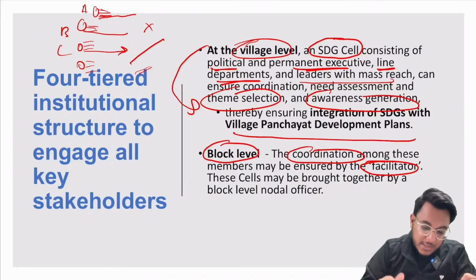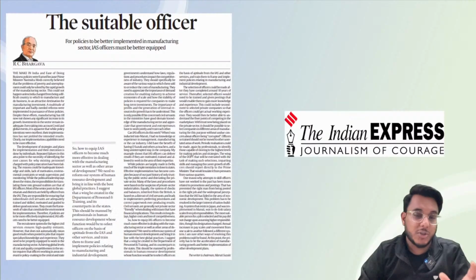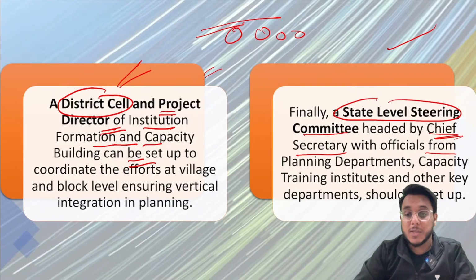So at multiple levels, number one the village level, then block level, then district level, and then state level, we need to have the institutions which will ensure the implementation of SDG. Okay, this is guys all about this particular article.